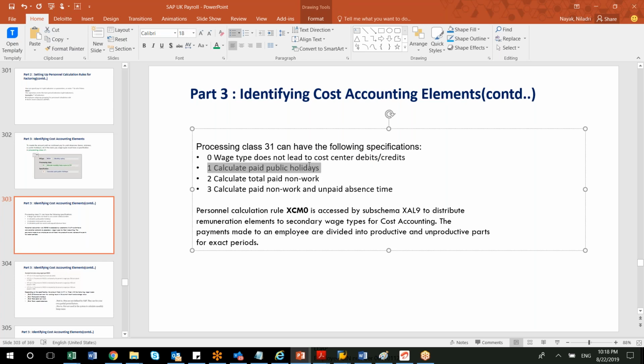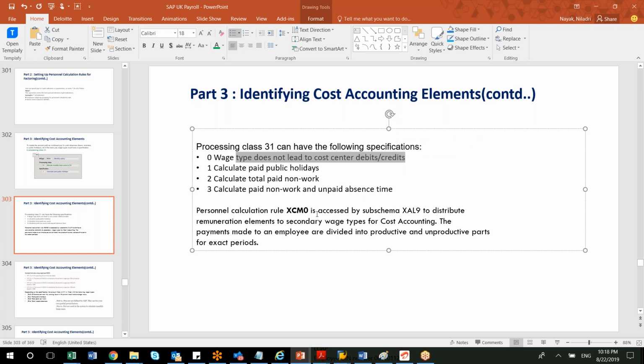Also, if there is nothing related to cost center, you can select this specification, that is specification 0, under which there will be no cost center debit and credit. So this is actually from a payroll posting point of view. Whenever we are doing a posting, how this processing class will ultimately behave is explained here for the cost accounting elements.